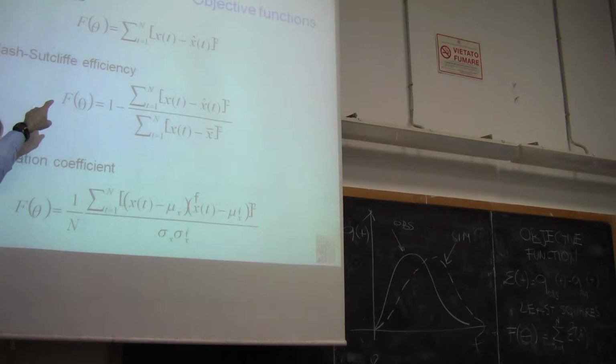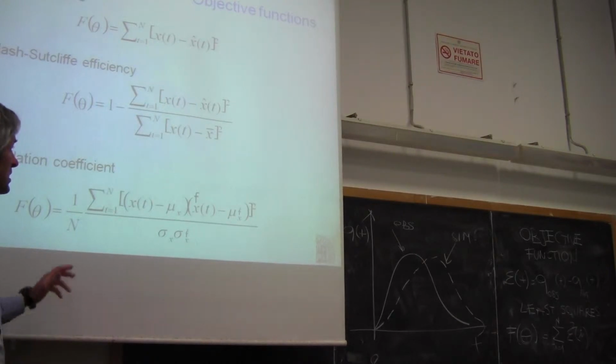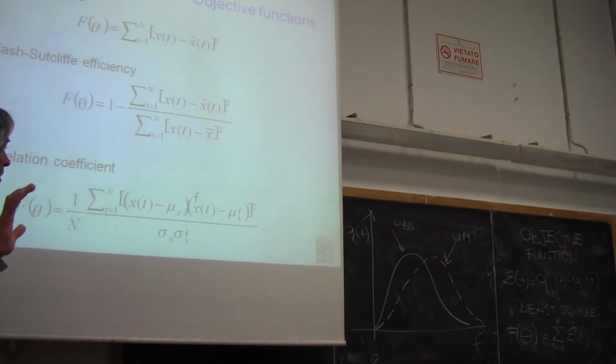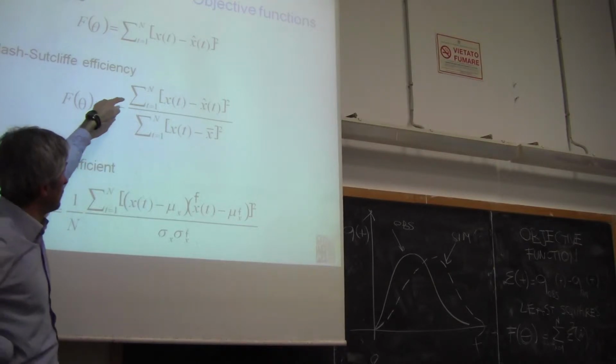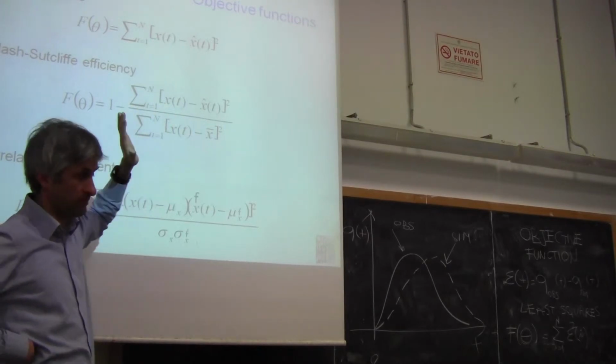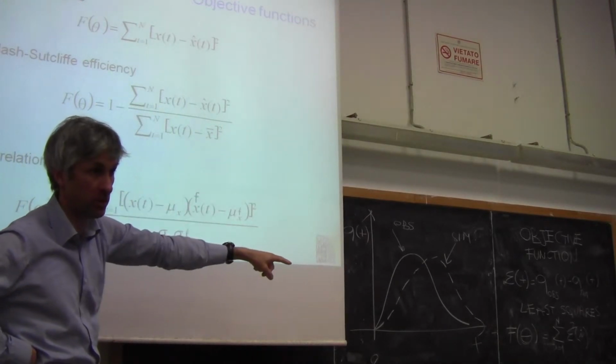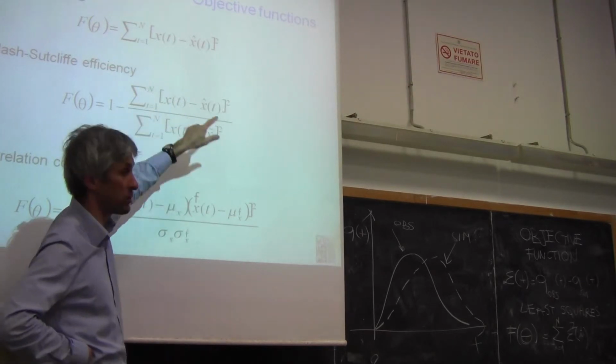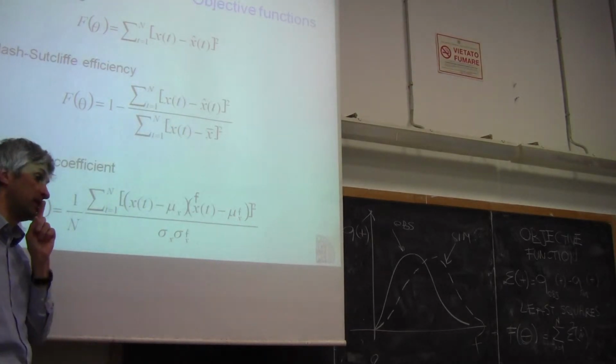The Nash efficiency, instead, is an interesting objective function, and please learn it, because it is extremely important, and I may ask it at the exam. And basically, it's quadratic. And let me just explain how it works. At the numerator of this fraction, you have the sum of squares. So you have this relationship that you can see on the blackboard. So here you have the sum of squares. So you understand that it's quadratic.